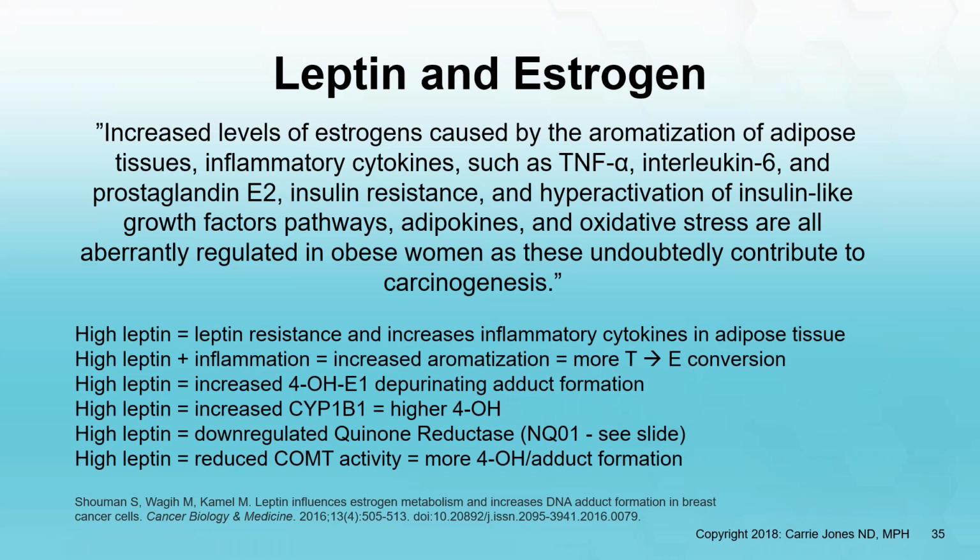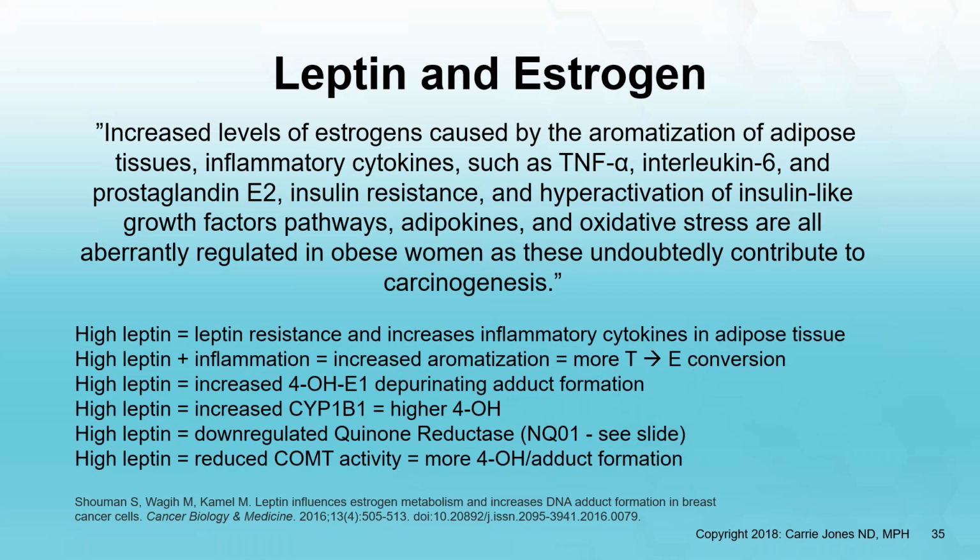Well, that's not good. And then with high leptin and all this inflammation, you get increased aromatization, because a big thing that increases aromatization is inflammation. So now you have more conversion of testosterone into estrogen, and you're more estrogen dominant. High leptin will also increase your 4 pathway and your risk of depurinating adduct formation, and we just talked about how bad that is. High leptin will increase your CYP1B1, so now you have higher 4-OH in general, and that's why you have higher adduct formation. It downregulates your quinone reductase.